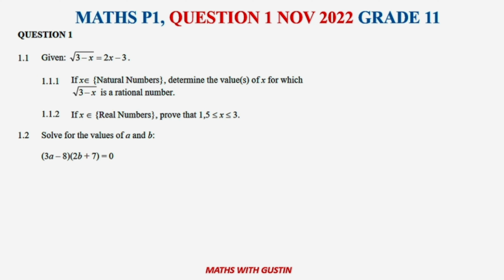All right, so today we are busy with question 1. Let's have a look at question 1 right here. We are given an equation: the square root of 3 minus x is equal to 2x minus 3. They want us to determine the values of x for which the roots are natural, and in 1.1.2 they want us to find out if the roots are real, for x less than 1.5 but greater than or equal to 1.5, or less than or equal to 3. Great stuff. So now let's move right along and deal with question 1.1.